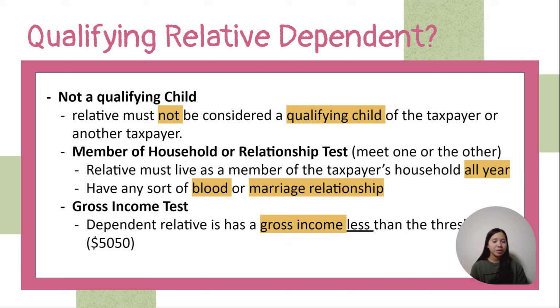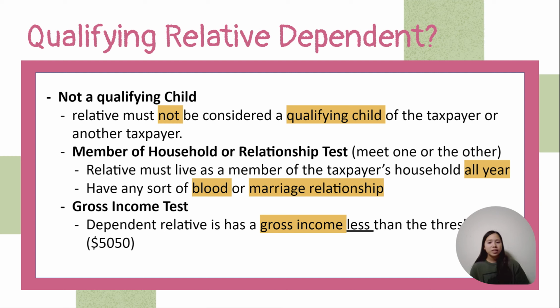Okay, so if the dependent in question did not pass any of the qualifying child tests, so if any one of those tests was failed, now you move to see if they could qualify as a qualifying relative dependent. So this basically means this is another set of tests that you would have to go through to see if they qualify as a qualifying relative dependent. If they qualify as a qualifying relative dependent, then you can claim them as a dependent on your tax return and receive some of the credits and refunds that you're eligible for.